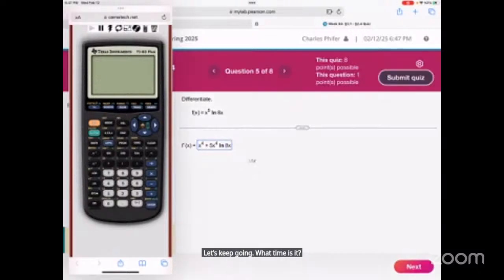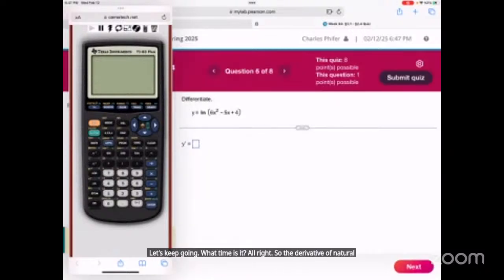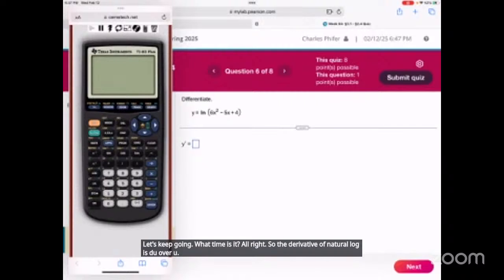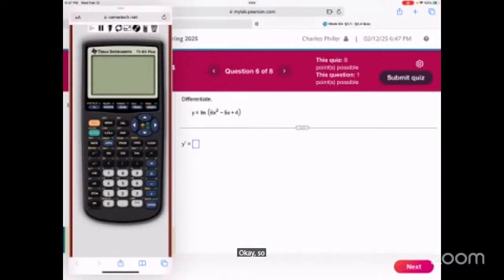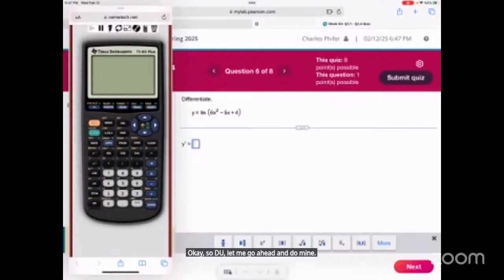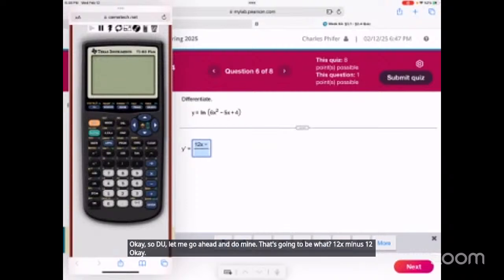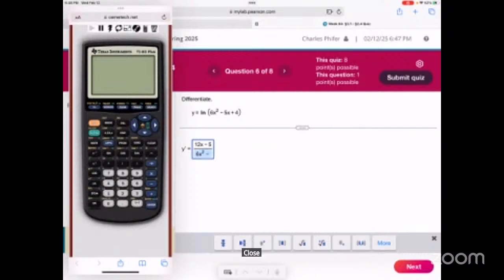All right. So the derivative of natural log is du over u. Okay. So du, let me go ahead and do my bar. That's going to be what? 12x minus 5. Okay. And then u just persists. So 6x squared minus 5x plus 4. Okay. All right, let's keep going.